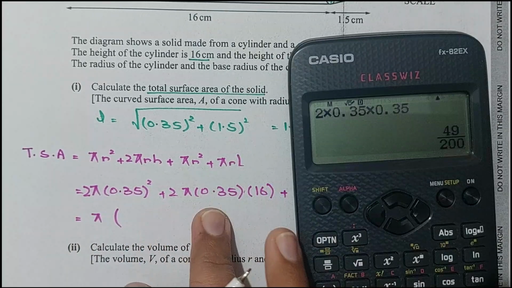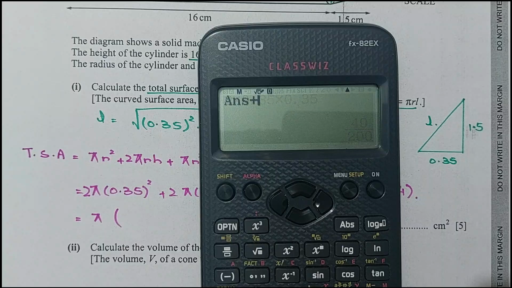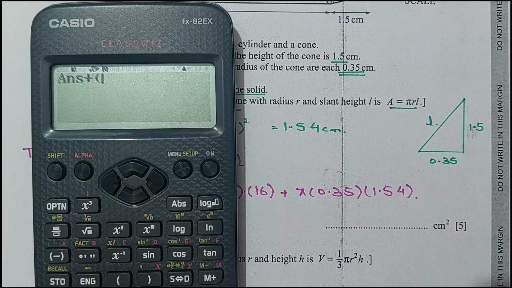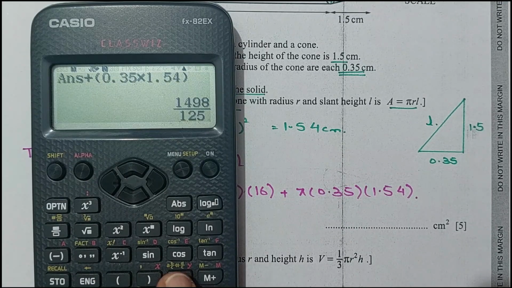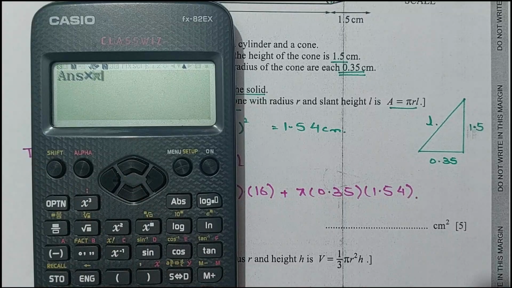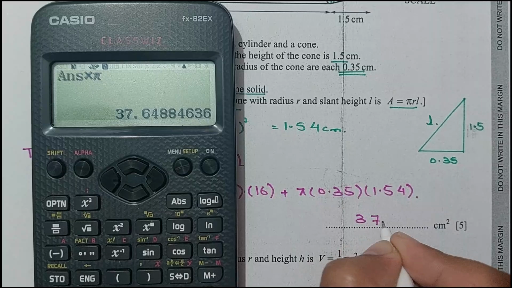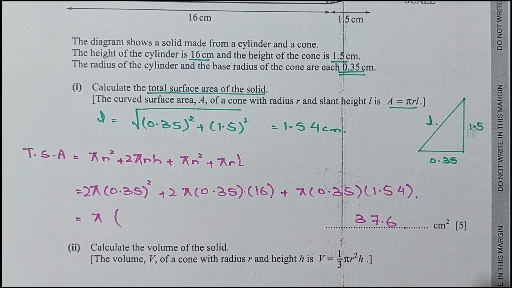Okay, 2 times 0.35 and 16, plus 2 times 16 times 0.35. Okay, plus 0.35 times 1.54. Okay, times it by pi, 37.64. This is 37.6 centimeters square.